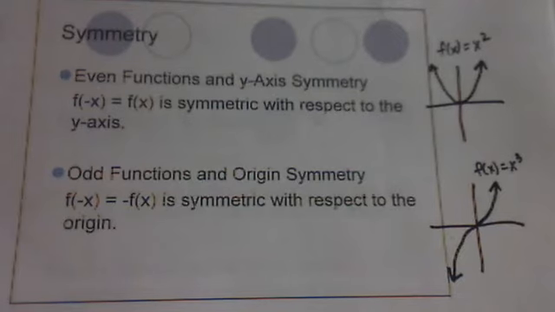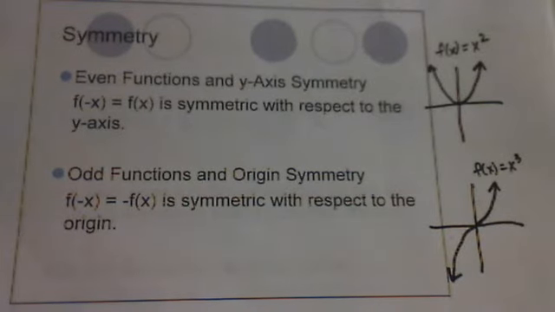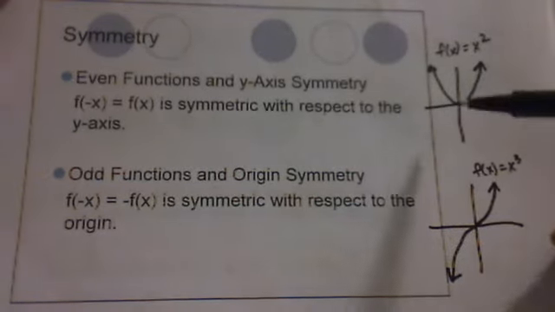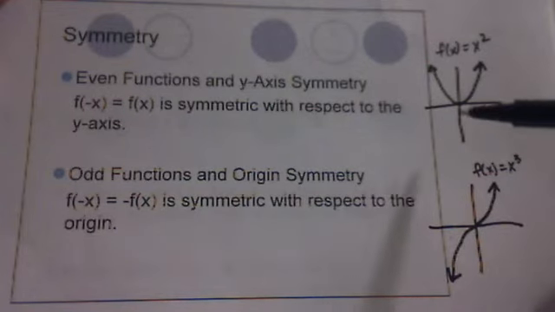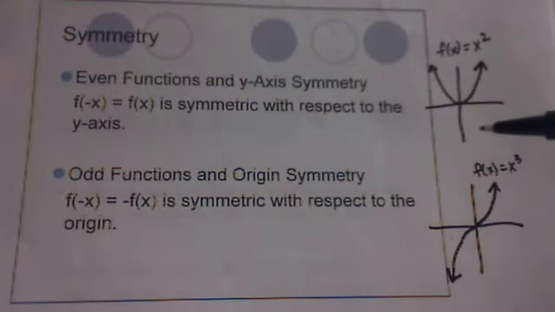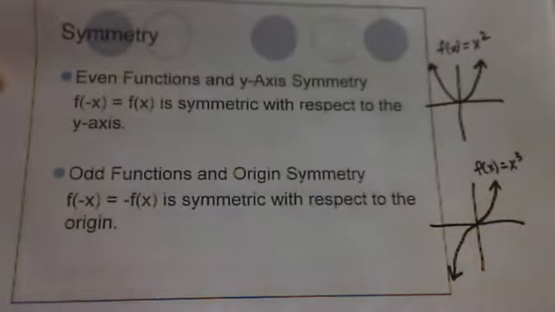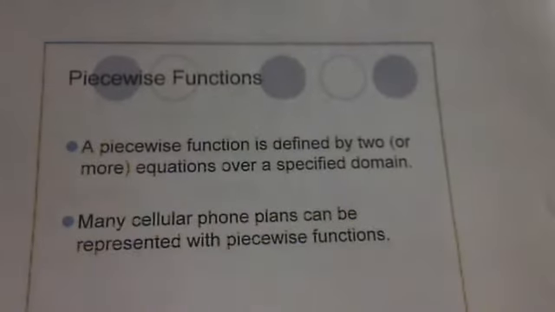Okay, so those are just a couple of examples of how an odd function has a relationship with the origin symmetry. And the even functions have a relationship with y-axis symmetry. All right, the next thing we'll look at is piecewise functions.